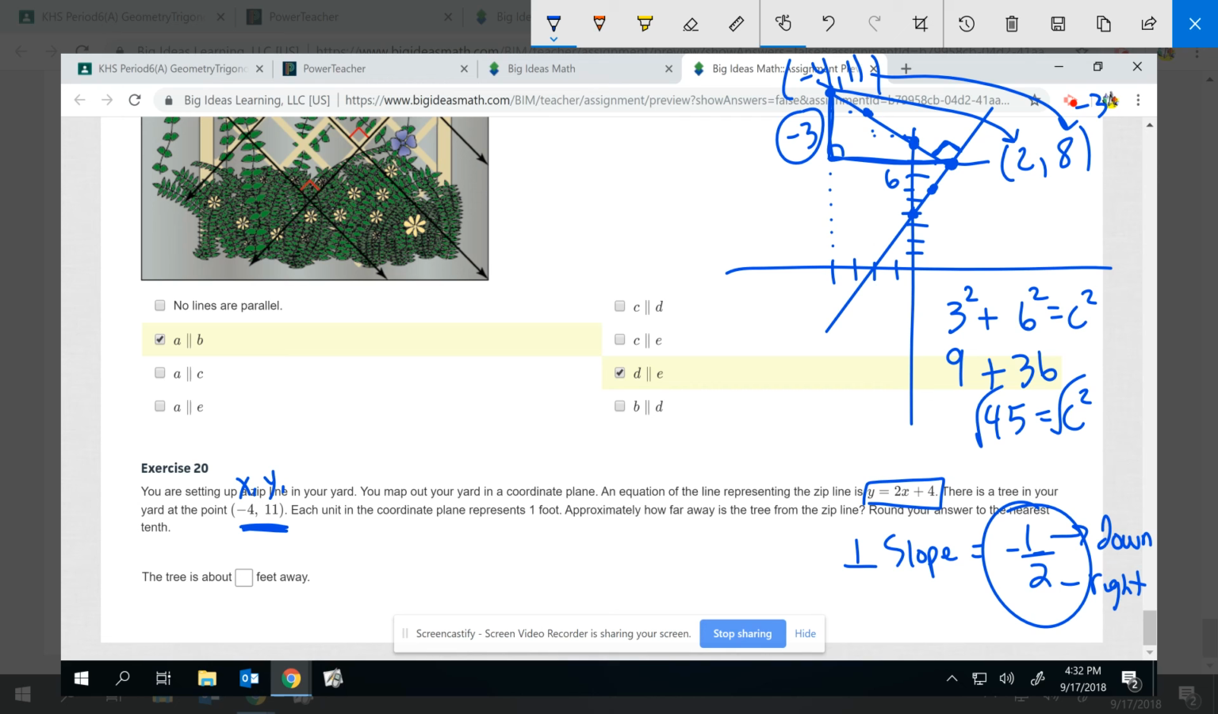So let's see. We've got the square root of 45. Okay, so square root of 45 is 6.7. So C is approximately 6.7. Round to the nearest tenth. So we're going to leave it as 6.7. That's this distance right here. I got that by using a perpendicular slope. You have to use a perpendicular slope. Graph paper is nice for that one. If you have graph paper, that would be easy, or better. I'll try to leave some graph paper for the sub.